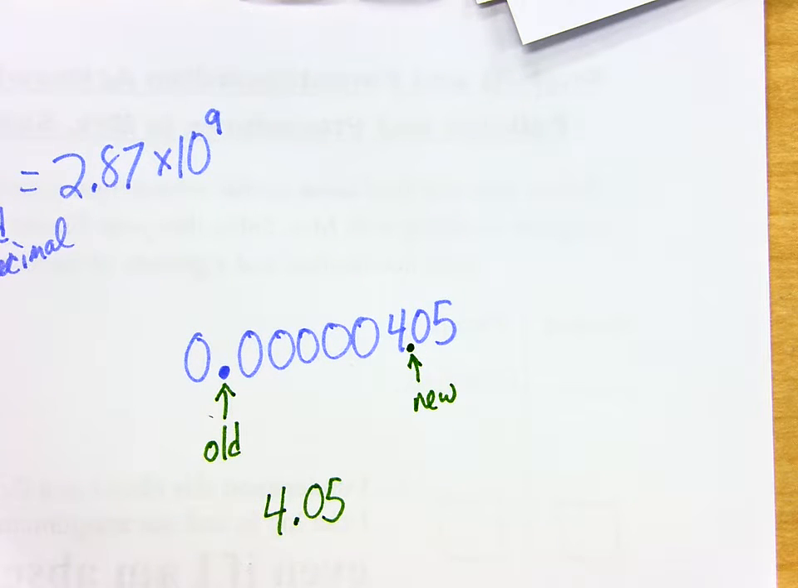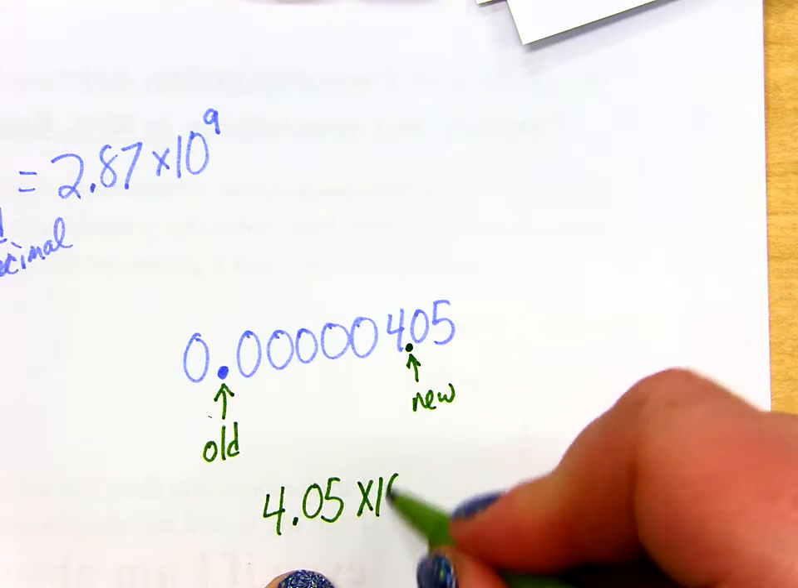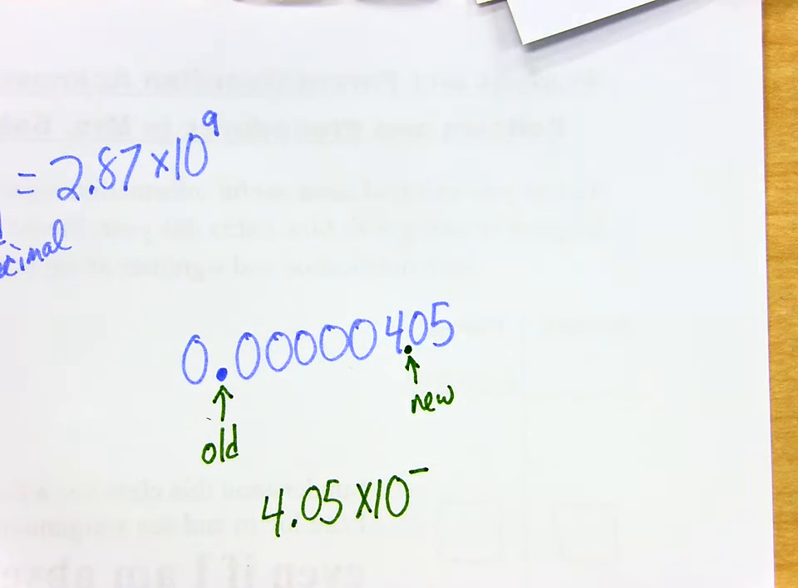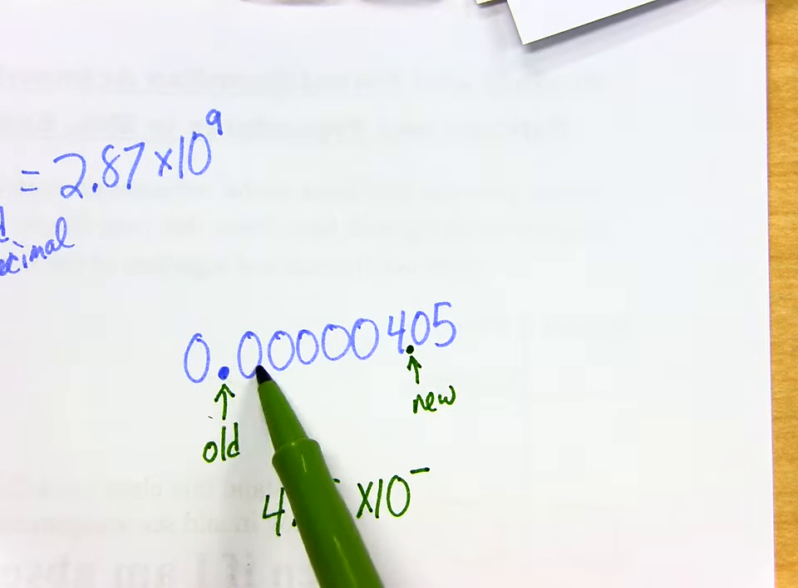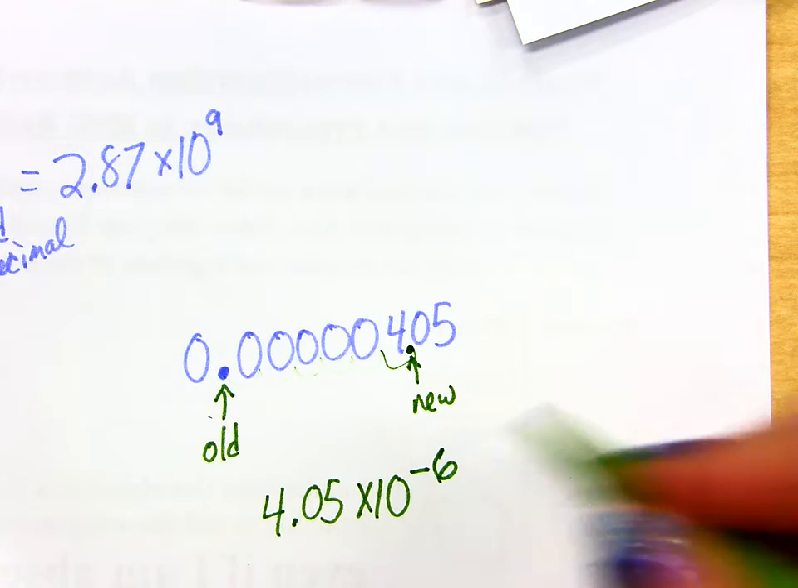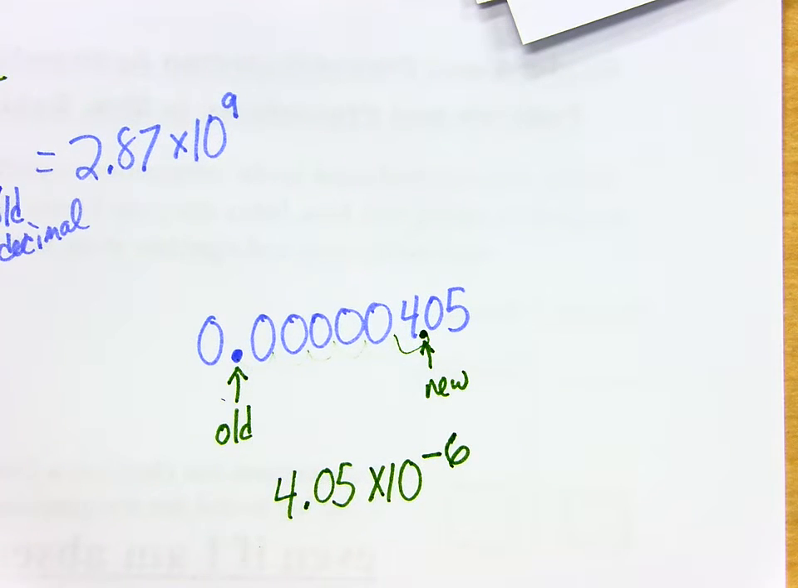Before you keep going, ask yourself, is that number between 1 and 10? Yes. If it's not, you've messed up. It should be between 1 and 10. And it is. And then I just do times 10 to the, yes, it's going to be negative because that's a teeny tiny number. Then I just count the spaces. 1, 2, 3, 4, 5, 6. Okay. That's it.